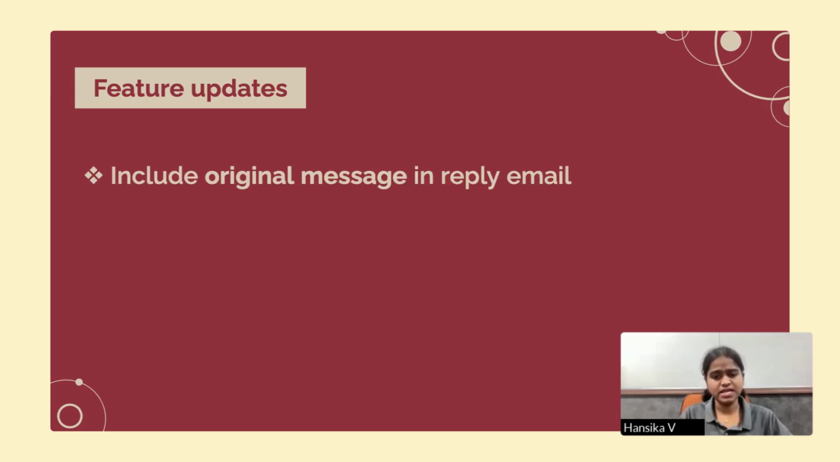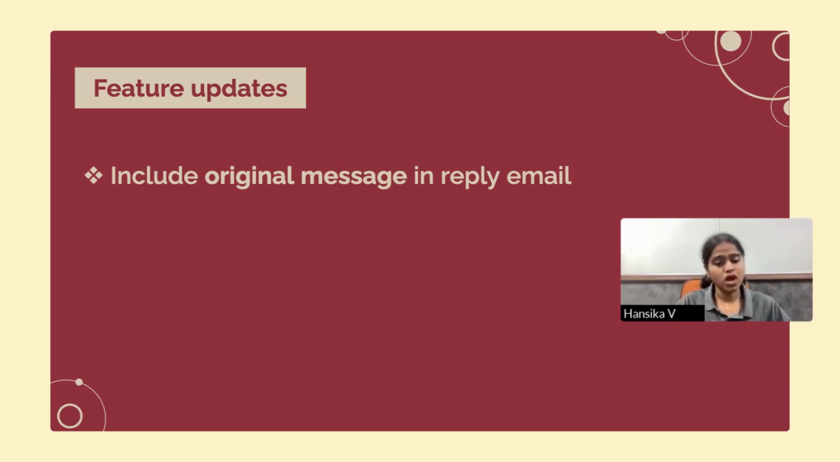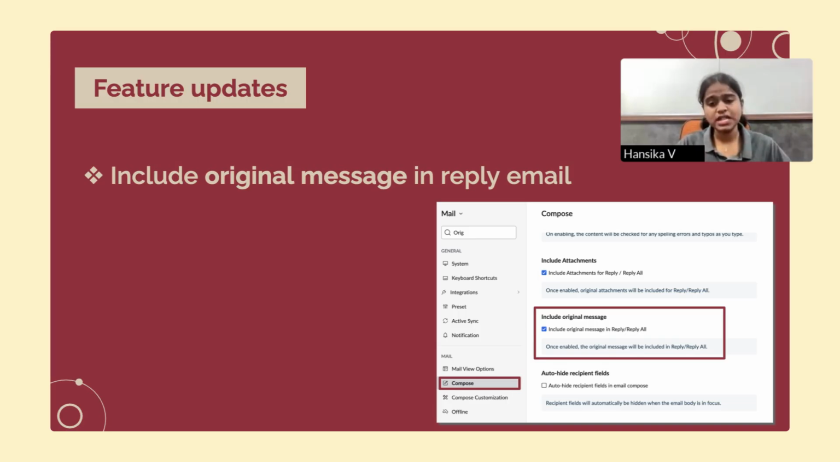Next, we have an update for replying to an email. Now, when you use reply or reply all, the original email content also can be included automatically in your response. What you'll have to do is just enable the include original message in reply or reply all option in your mail settings page. You can find that in the compose settings. When you enable it, Zoho Mail will make sure that the full context stays in the conversation. This will also reduce your work of copying and pasting the important details again and again.